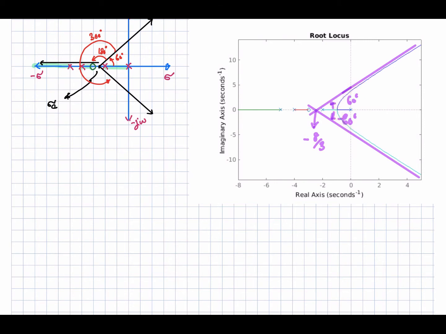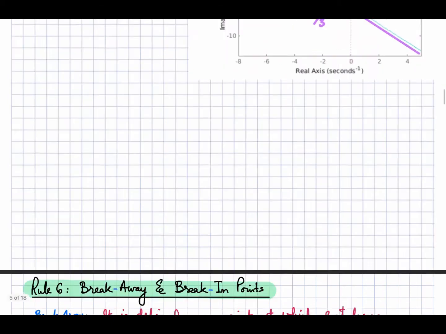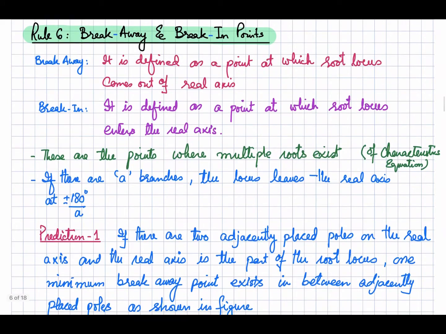Okay, so let's suppose there is some other zero sitting somewhere over here, and two more zeros, one zero over here and one zero over here. Then these poles will come toward that zero. So there will be a break-in when the poles are coming towards the real axis. Okay, so what is the breakaway? It is defined as the point at which the root locus will come out of the real axis. And what is break-in? It is defined as the point at which the root locus will enter the real axis.